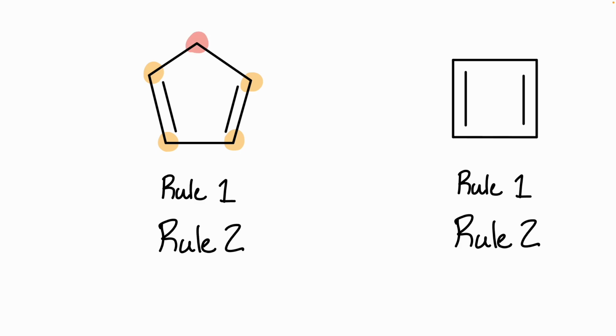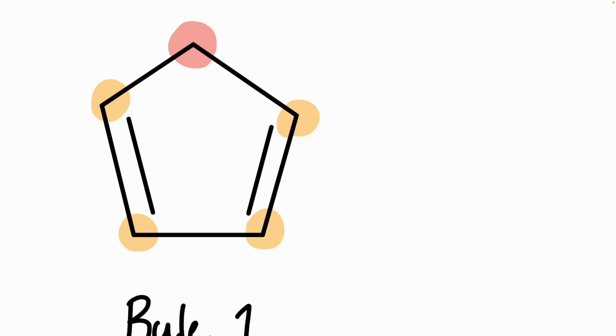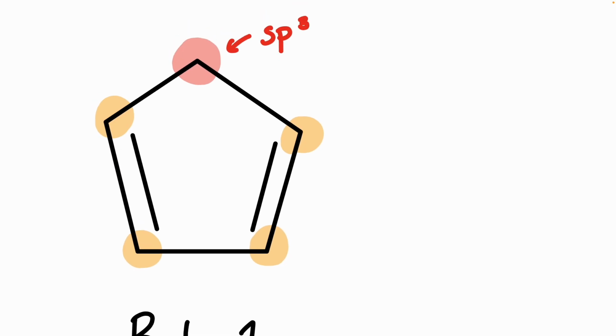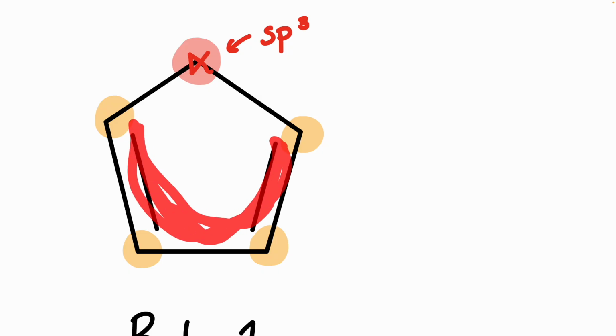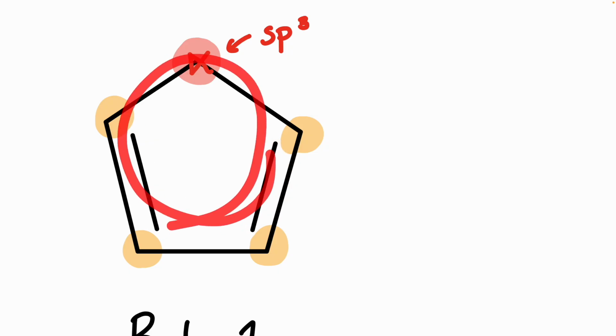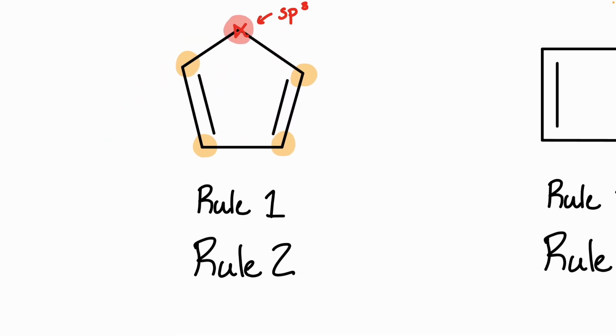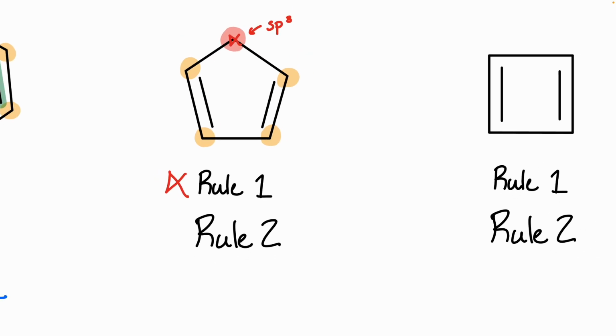Because when I get to this carbon right here, what's the hybridization of this one? This one is sp3 hybridized. So it does not have a p orbital that can accept those electrons. So although my electrons can delocalize back and forth, they cannot delocalize around that full ring. So this molecule fails rule 1, which means we don't even go on to rule 2. If you fail rule 1, you are considered a non-aromatic compound.